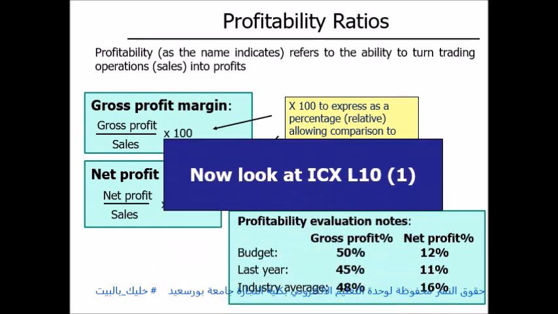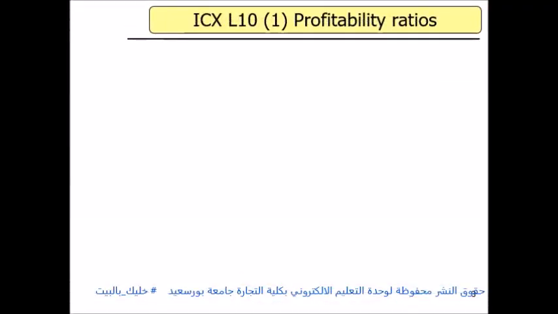Now let's move to our in-class exercise 1.1. What is required in this class exercise? Required: calculate the profitability ratios and comment on your results. So he gives you the financial statements on page 121. On page 121, he gives you the income statement and the statement of financial position, and requires you to calculate the gross profit margin and the net profit margin and comment.